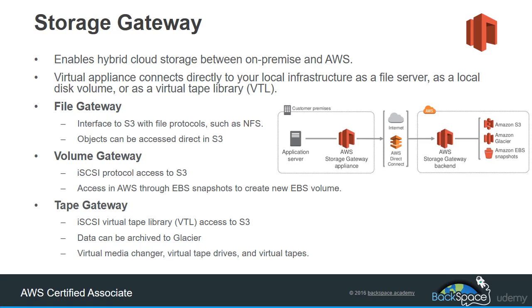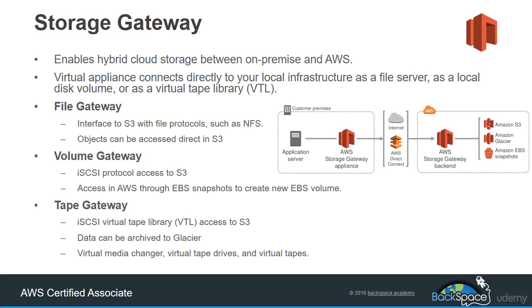So the three different options that are available to us are a file gateway, which enables an interface to Amazon S3 with file protocols such as NFS. And our objects inside an S3 bucket can be accessed directly in Amazon S3. The other option there is a volume gateway, and that's an iSCSI protocol access to Amazon S3. And we can access that data in EBS only through an EBS snapshot to create a new EBS volume.